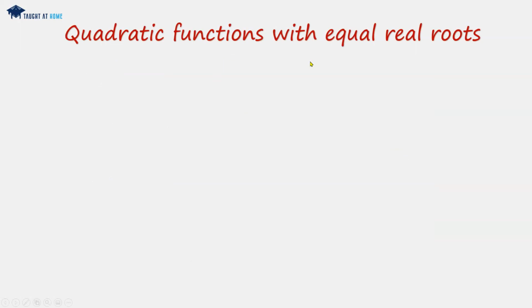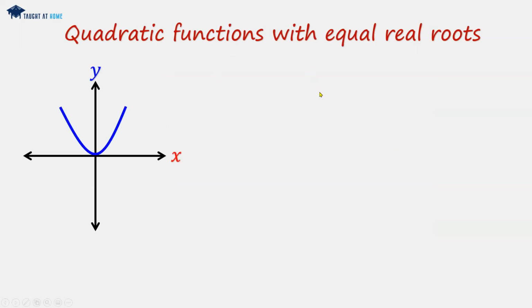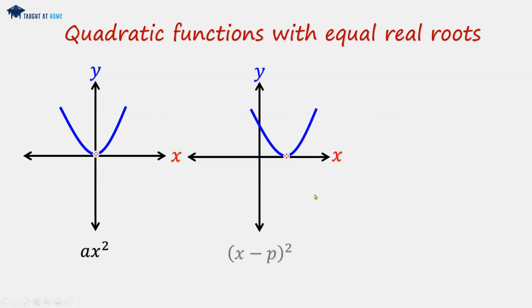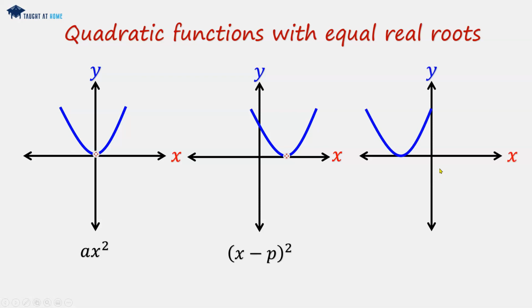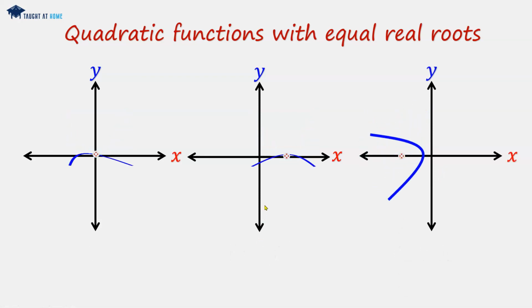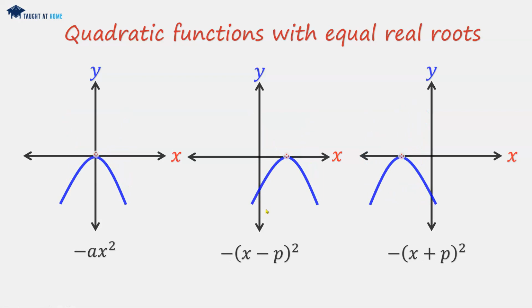So quadratic functions with equal real roots. So these are quadratic functions which touch the x-axis, and it looks like it's got one root, so it only has one location, but we say we have equal real roots for these, and these are examples of such functions. And we can also have the negative versions of these.